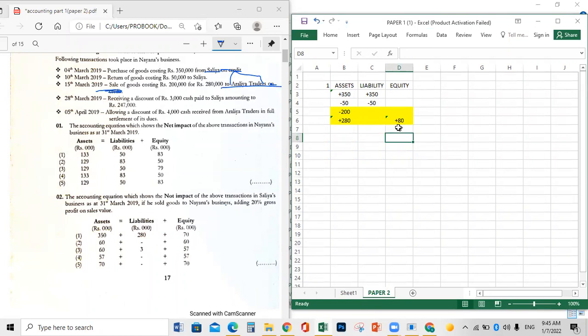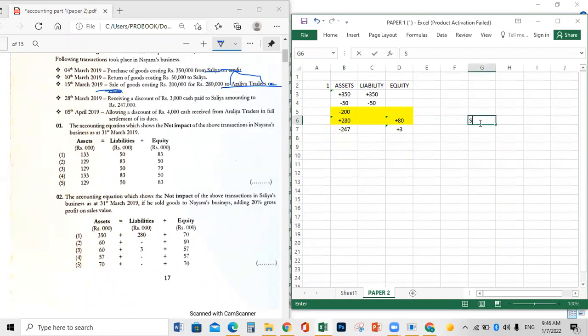Now guys, you're paying 247,000. So when you pay 247,000, what happens? Your asset will reduce because when you pay, your cash reduces. So you're paying 247,000, and because of that your asset also reduces by 247,000. Guys, how much have you settled Salia? How much have you settled? 250,000. You have settled Salia 250,000.